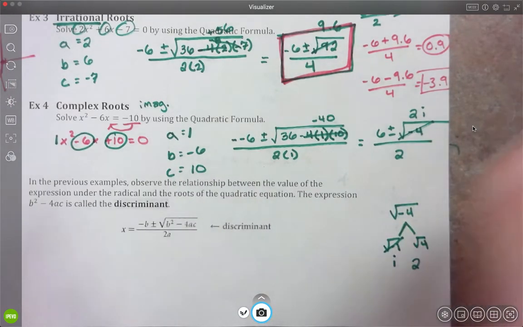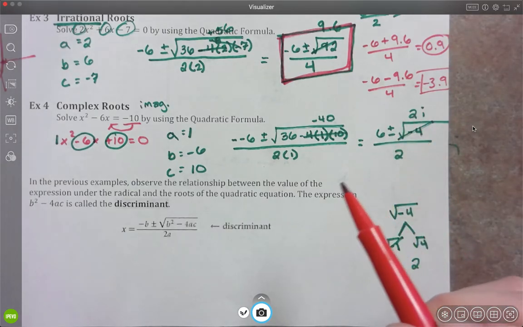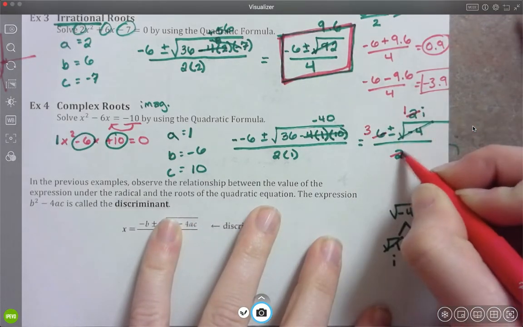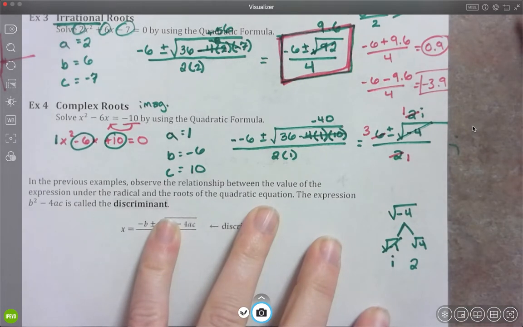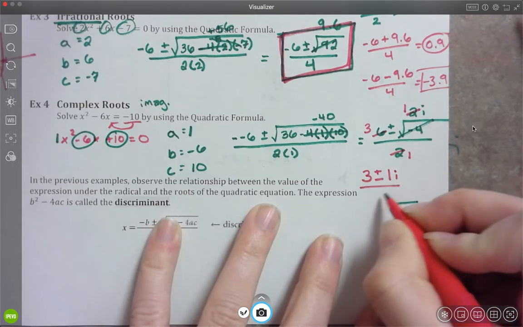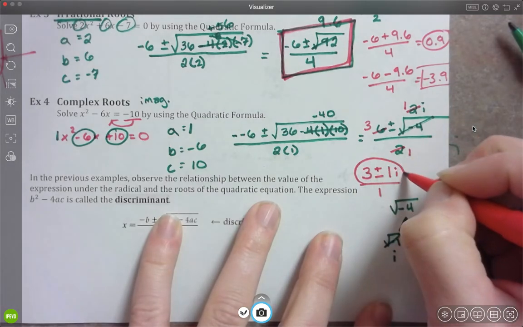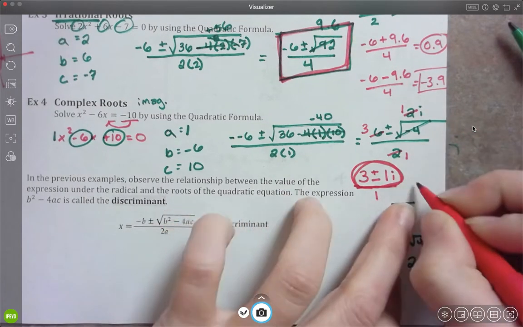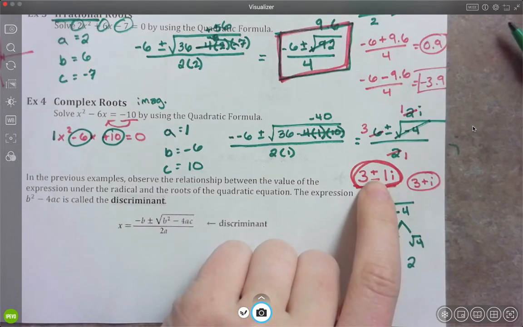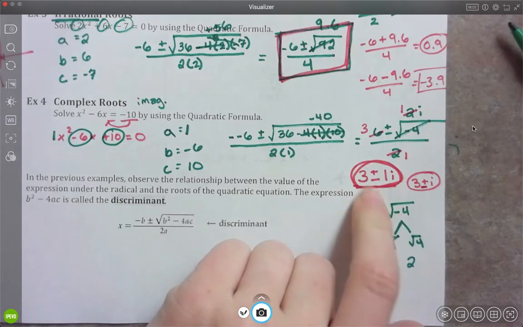Since all three of those numbers are divisible by 2, we're going to go ahead and divide them out. So 6 divided by 2 is 3, 2 divided by 2 is 1, and 2 divided by 2 is 1 again. So we have 3 plus and minus 1i all over 1. If you don't like to write the 1 in front, you can just write this as 3 plus and minus i. So that's what that means.